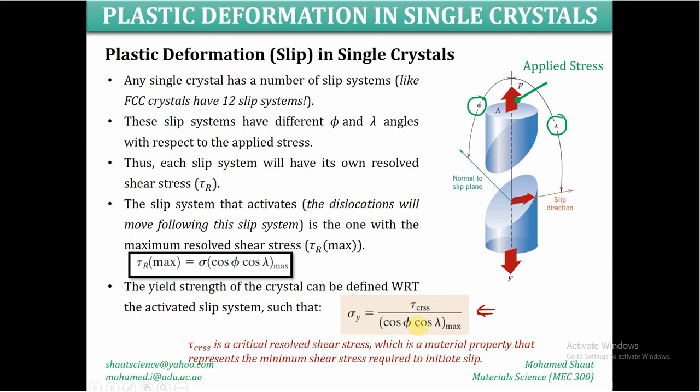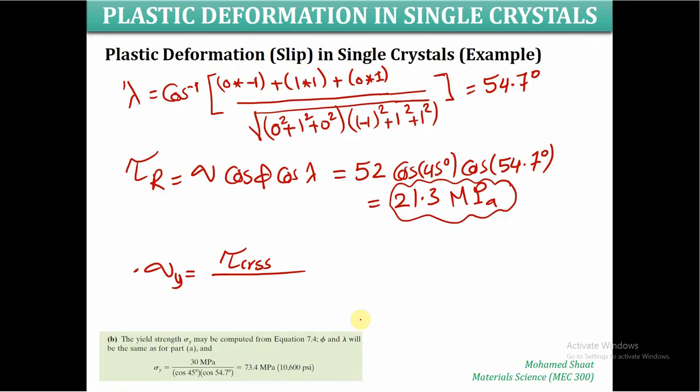It means that you're going to choose the two angles that are going to give you the maximum resolved shear stress only. So this denominator can be written in another form. We can write this term as the maximum resolved shear stress divided by the applied stress, right? Because if you compare this term to this term, you simply divide by sigma on both sides. So if you divide the maximum resolved shear stress by the applied stress, you end up with the denominator that should be used with the tau critical to calculate the yield strength of the material, and this is what we're going to do.